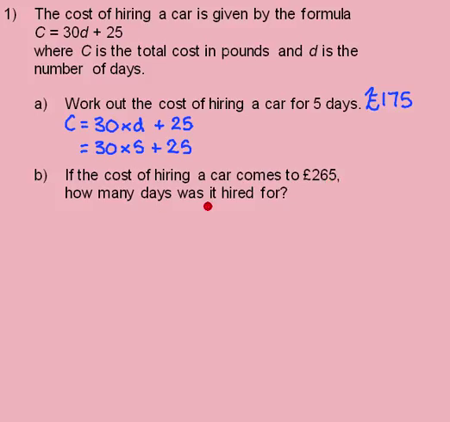Now I'm told that the total cost of hiring a car is £265, and I want to use the formula to work out how many days it was hired for. Now remember, in the formula I've got this add 25 on the end, this extra charge. So the first thing I'm going to do is take that off the £265. So I get 240. I now know that 240 is 30 times the number of days. So to work out the number of days, I can do 240 divided by 30, and that gives me 8. So the car was hired for 8 days.